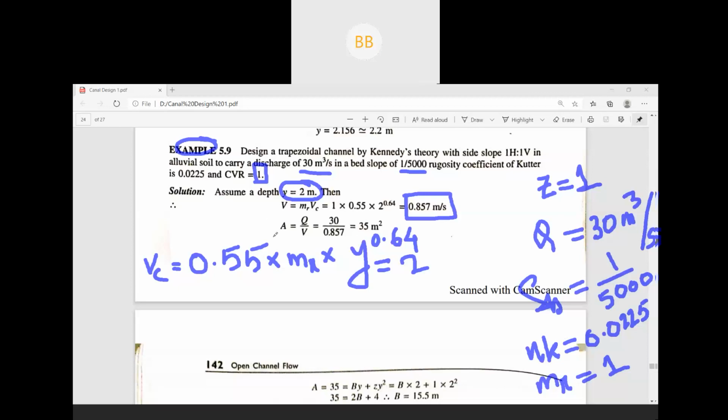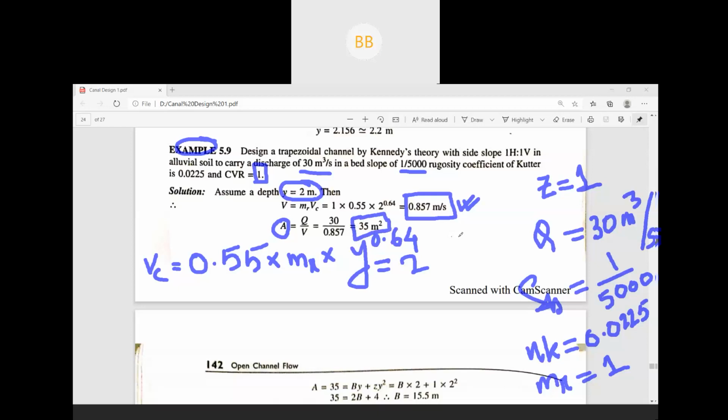So the next step is to find out the area. As discharge is already given in the question, 30 meter cube per second, and velocity we have calculated in the previous step, we substitute here and we find out the area. Area is equal to 35 meters square.